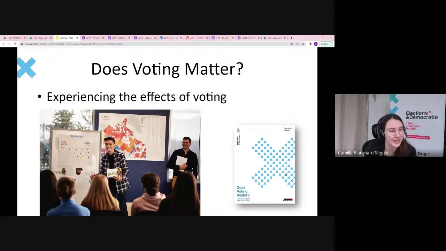Does voting matter? Again, is one that I think can be easily done with younger students as well. It's a fun election simulation where we do different simulations with different voter turnouts, and students really experience the effect of voting. So whether they were chosen to be part of the group that votes or not, everyone has to follow the results of the elections. So it's these fun little parties.